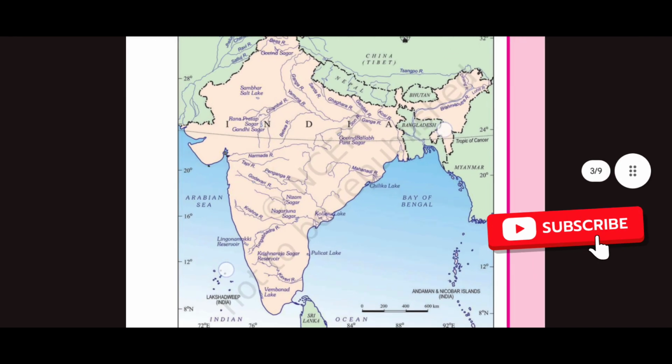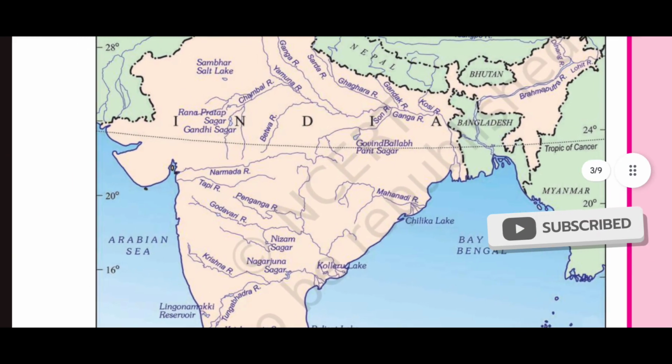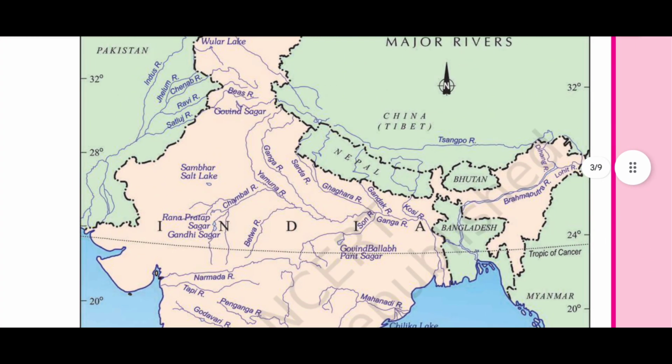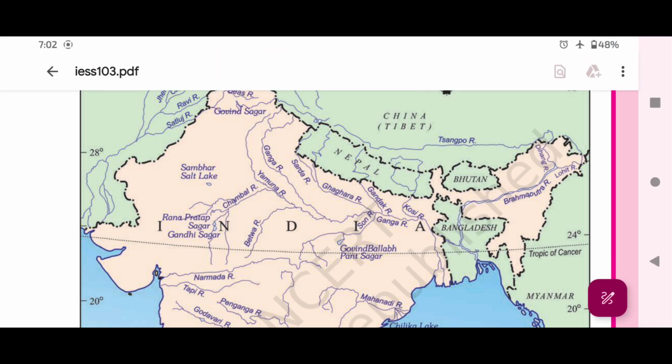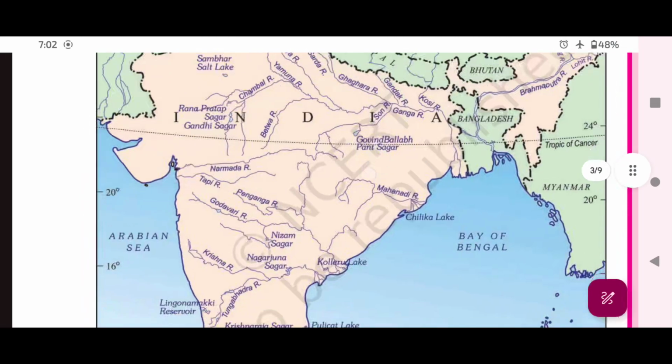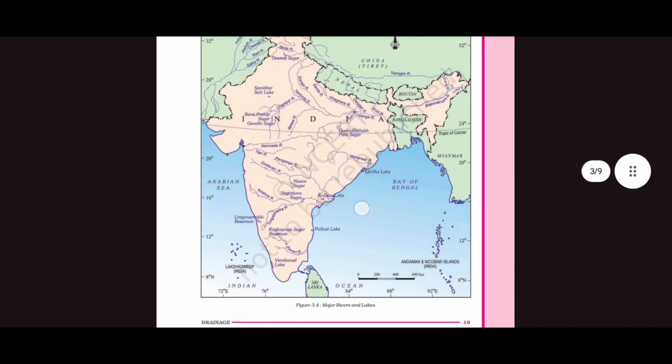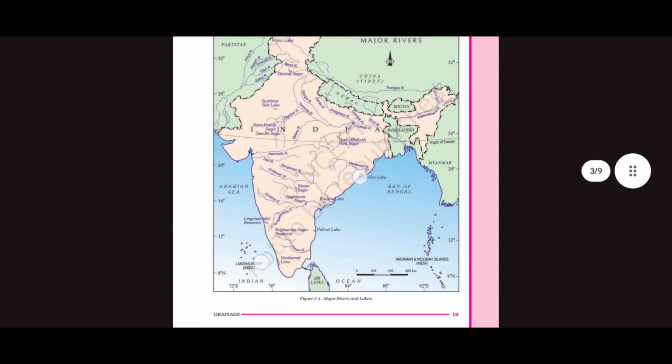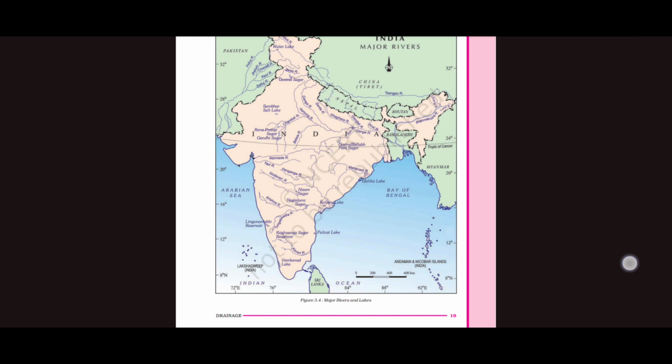In this figure, you can see the major rivers of India. You can see here the Ghagra, Ganga, Sangpo and other major rivers of India. This figure is available in your NCERT books.